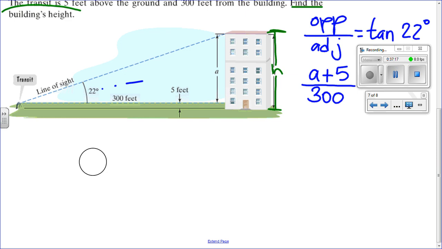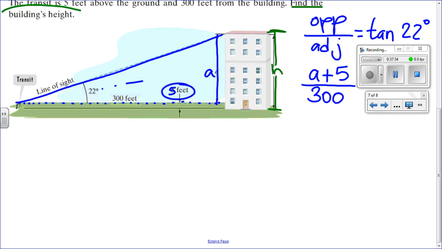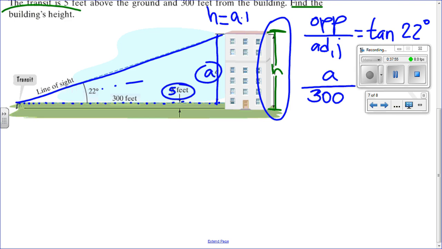The line of sight of the guy is actually 5 feet above the ground, so at the end we're going to have to add the 5 feet. Do you notice this dashed line? That is above the 5, and so our triangle is coming from here. That's A. Because the angle was formed without counting the 5, we just use A for our variable. So for the opposite side, we only use A. At the very end, we will add, because the whole height is going to be A plus 5.